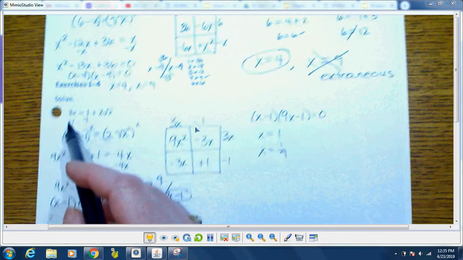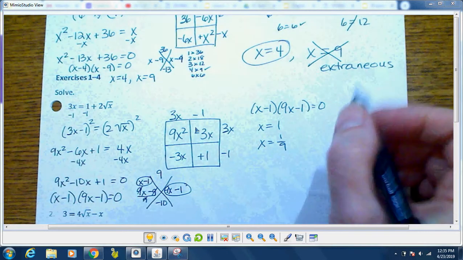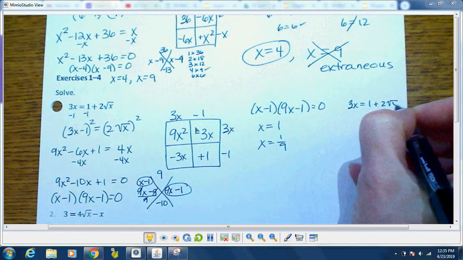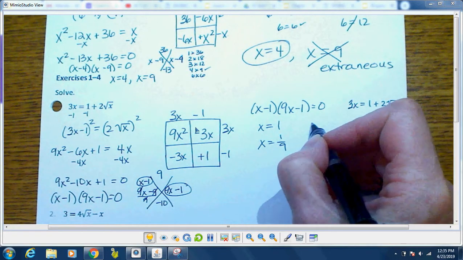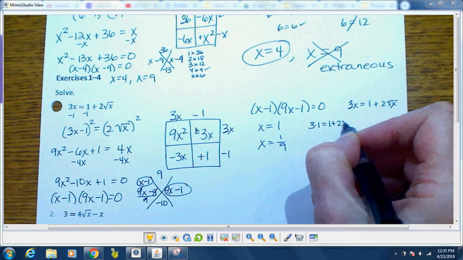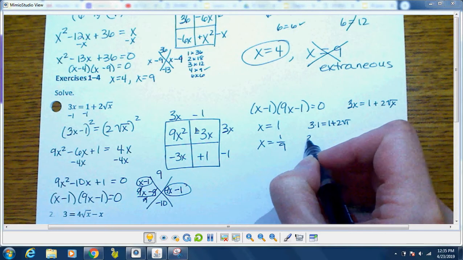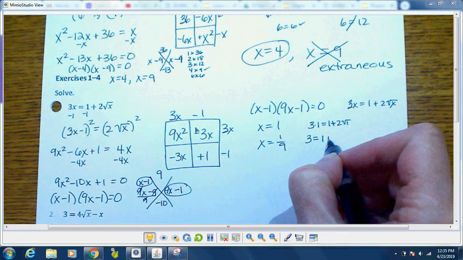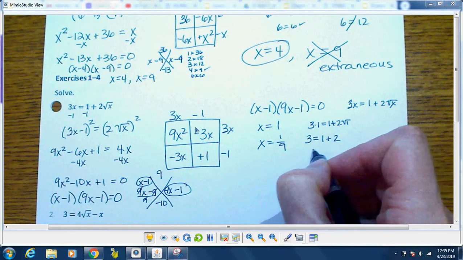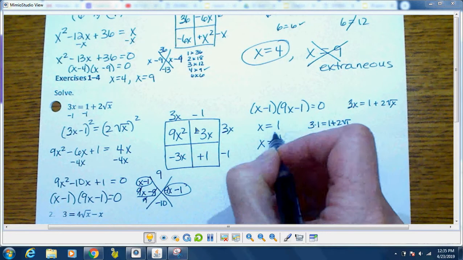Our original equation was 3x equals 1 plus 2 times the square root of x. So let's first try 1. 3 times 1 equals 1 plus 2 times the square root of 1. So 3 equals 1, and the square root of 1 is just 1, so 2 times 1 is 2. 3 equals 3. So that one works.